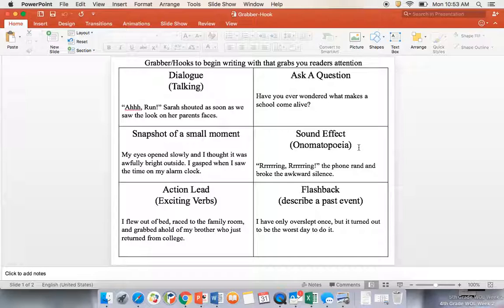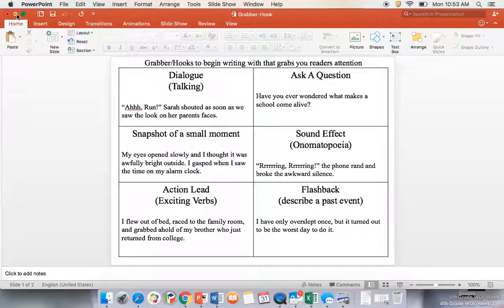A sound effect, onomatopoeia. So you could do the sound effect that your animal would make. Action leads, so exciting verbs, something that your animal's doing to grab their attention. Or a flashback, something that's happened in the past. So these are all very interesting ways that you can start off your essay. Are these the only ways? Absolutely not. There's so many different ways, but these are some ideas for you to get started because you are going to have some exciting way to start off your essay.